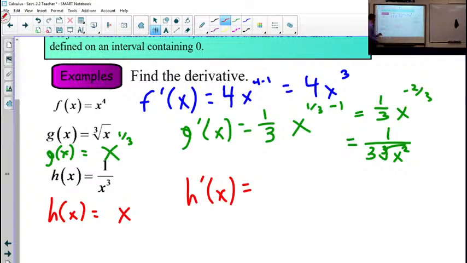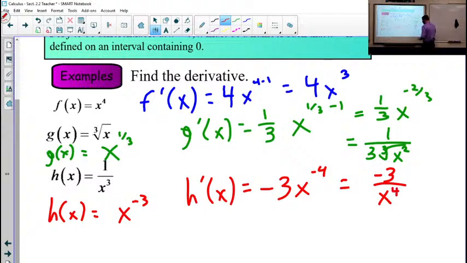Over here, this is 1 over x cubed, which is the same as x to the negative 3. So hop this down out in front. X to the, I subtract 1, so negative 3 minus 1, negative 4. Or if you want to rewrite it as the fraction again, the negative means it's going to come down to the bottom. So negative 4 will mean it comes down to the bottom as an x to the 4th.